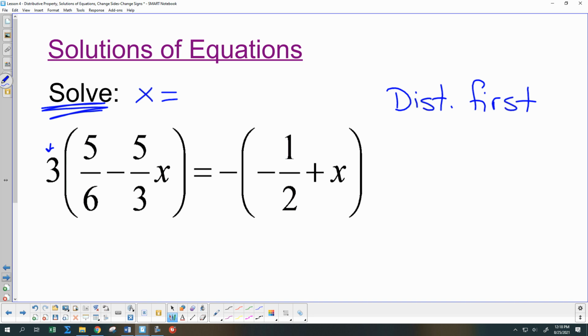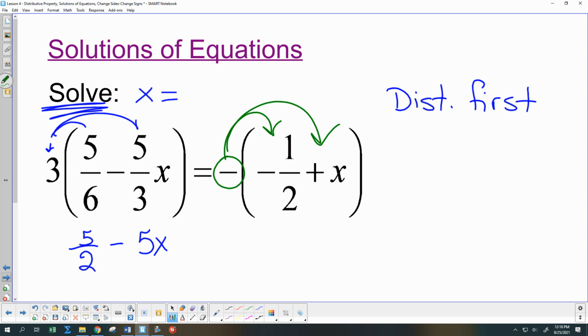So for this one, we're going to distribute on this side. So I'm going to say either 15 over 6 or 5 over 2, minus, and then when I take 3 times the 5 thirds, the 3's cancel, so I have minus 5x. So I distributed first. On the other side, I also have some distributing. I need to distribute that minus sign. It's like a negative 1 in front of there. So that needs to equal minus minus, which is plus a half, and minus an x.